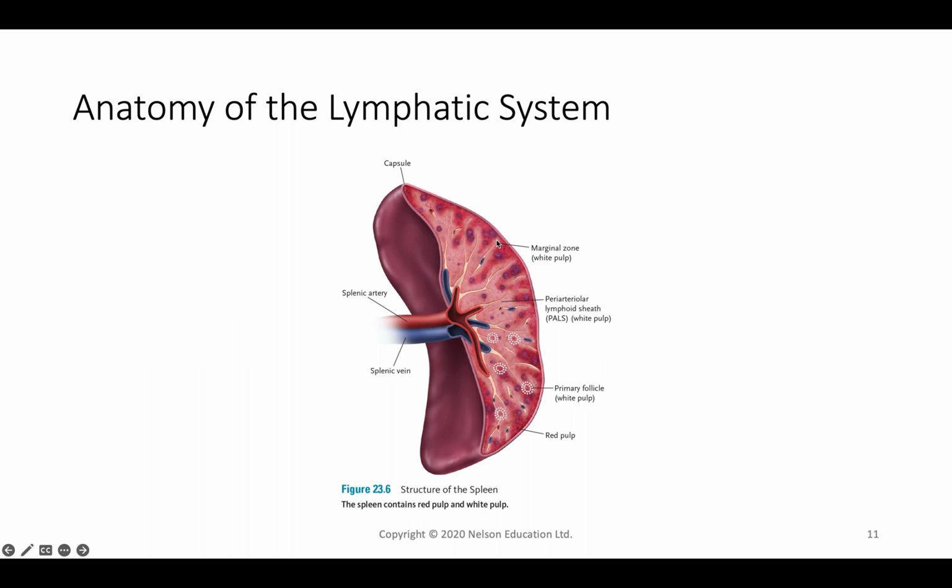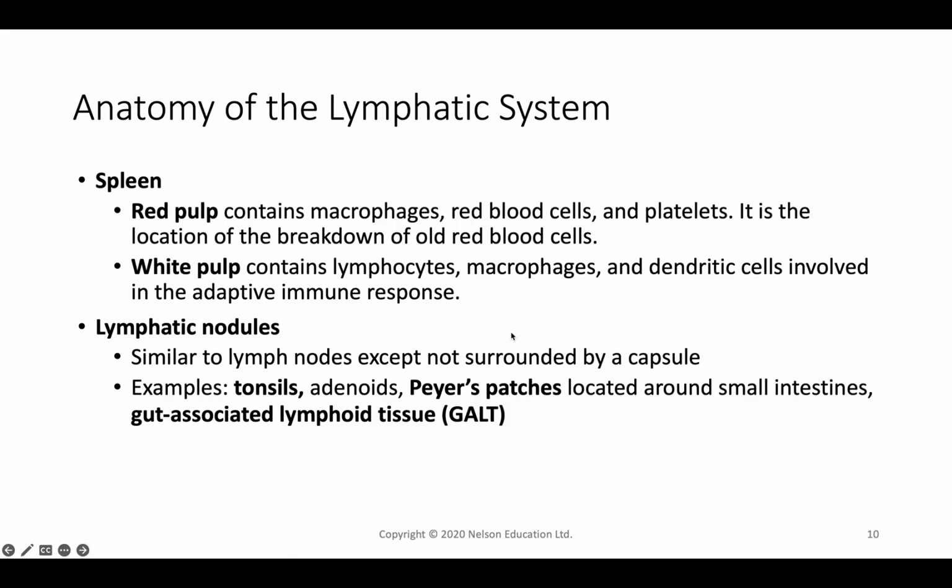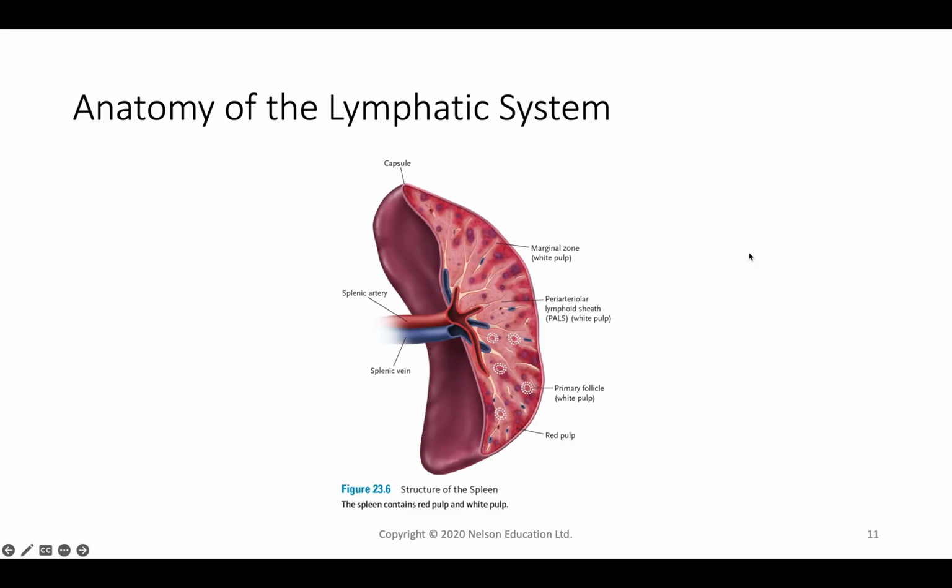Now, the marginal zone is going to be the region between the white pulp and the red pulp. Here we have what is called the periarterial lymphoid sheath, which is going to be white pulp as well. Here we have the primary follicle, also white pulp. And then this here, again, that's the red pulp. So this is where the red blood cells are going to be recycled and created anew, essentially. And then again, the white is going to be where we have different types of lymphocytes and other white blood cells. Okay.